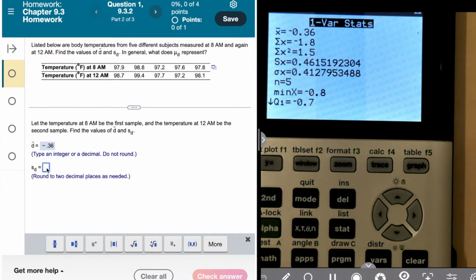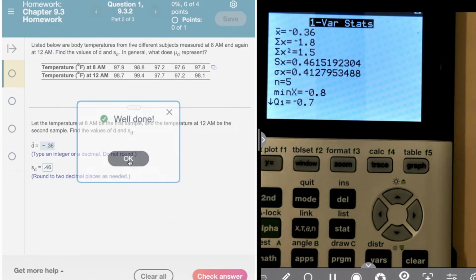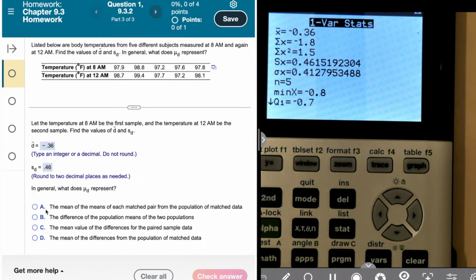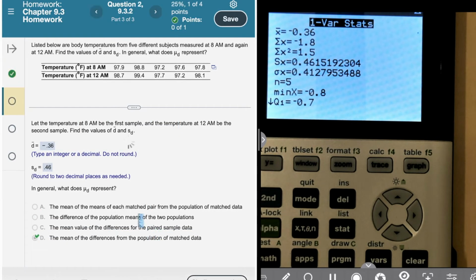All right, and what's the standard deviation? We're always going to use the sample standard deviation, so be careful of that. To 2 decimal places, that's 0.46. In general, what does this represent? It represents the mean of the differences from the population of matched data. The mean value of the differences for the paired sample data. Never mind, because we're here to talk about the population, not the sample. Hello, that is a population variable. All right, there we go. Almost got me, but it didn't.